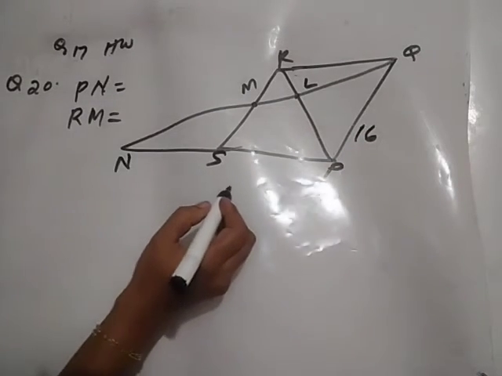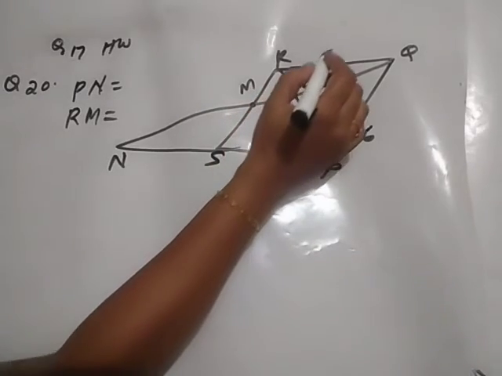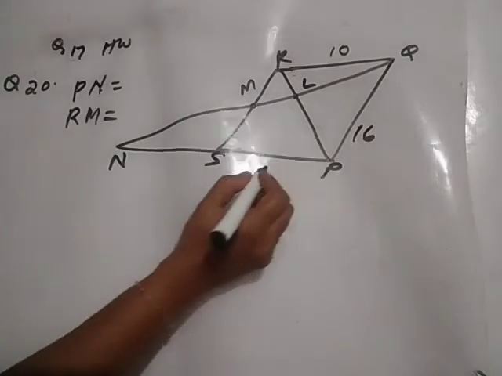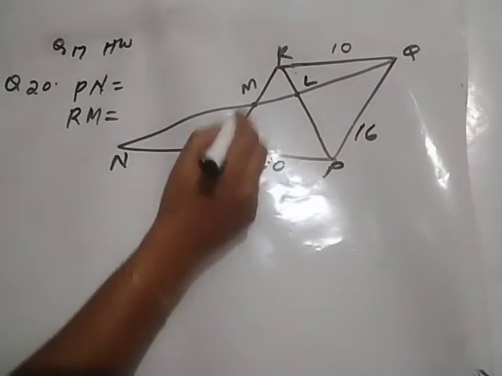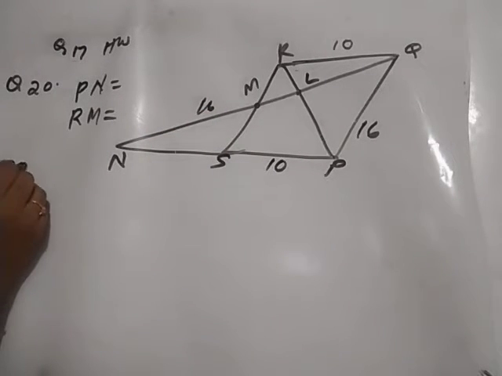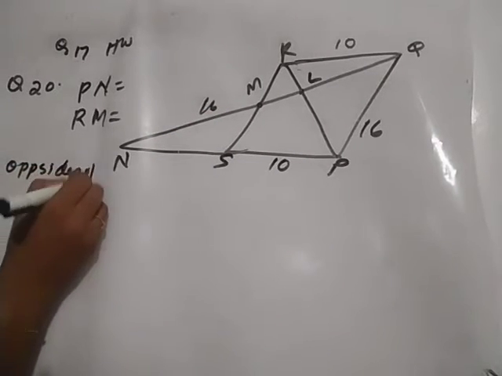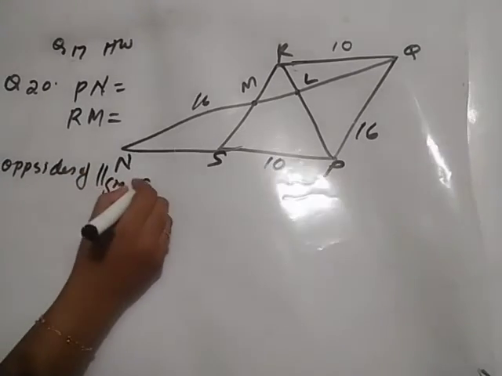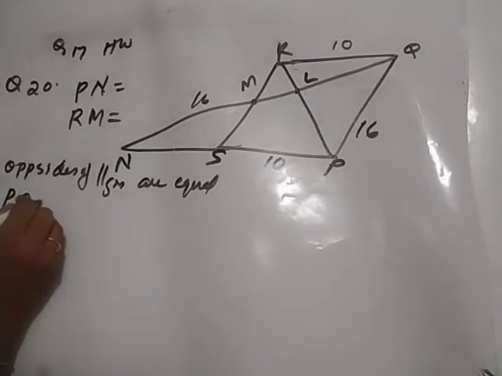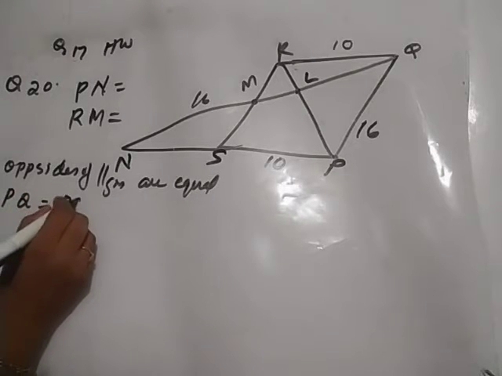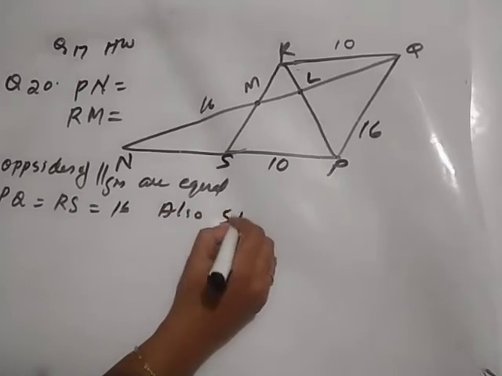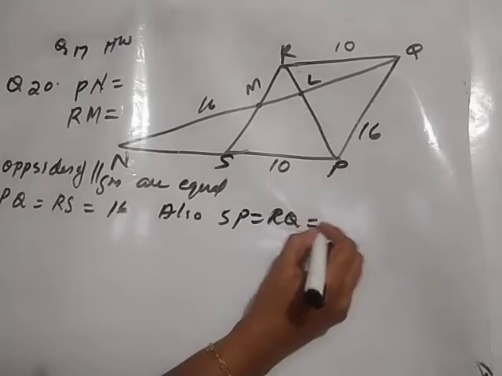And QR is 10. Okay, it's a parallelogram. So clearly this SP is 10 and this RS is 16. Why? Opposite sides of a parallelogram are equal. Therefore, PQ is equal to RS equal to 16. Also, SP equal to RQ equal to 10.